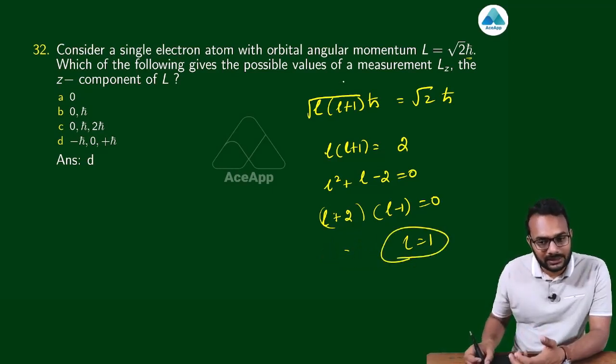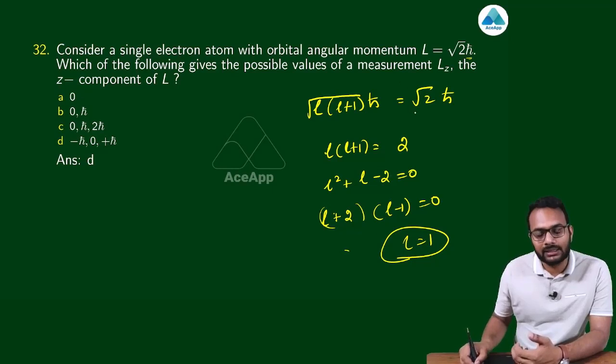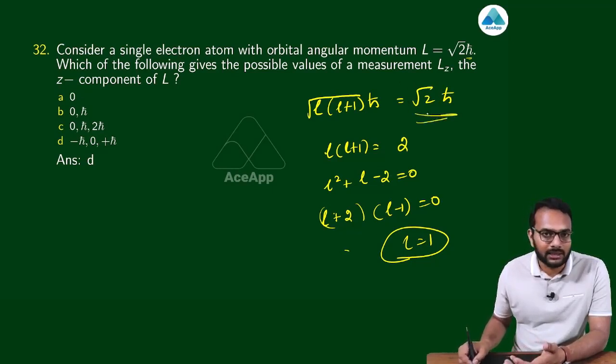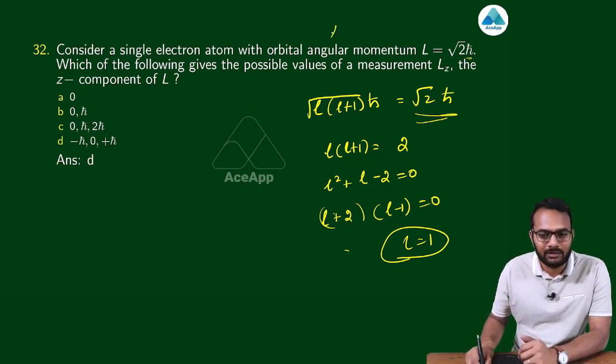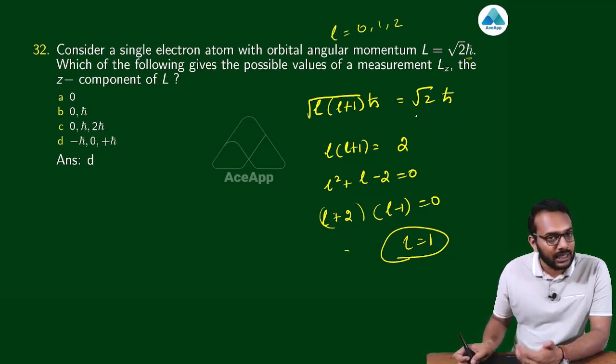So L equal to 1 in this case, where the angular momentum eigenvalue is square root of 2 h cross. 1 into 1 plus 1 is 2, it's very clear here. For L into L plus 1 to give 2, it has to be 1. It could not be anything else, because L values start from 0, 1, 2, etc. You see that you get this value.